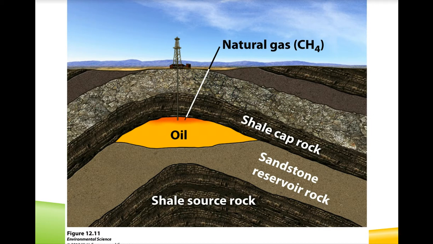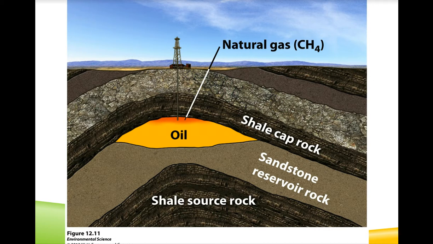Now, the lighter components of oil naturally rise to the surface, and that would be the natural gas that's right off the top. And then you can see here we have a shale source rock and a shale cap rock. Basically, the shale is impermeable to the oil, so the oil deposits would tend to get trapped between two layers of shale. So what geologists have to do is look for areas where we have the right kind of rock to act as a cap rock. Then they can drill down through the cap rock and into the oil reservoir, because the oil is trying to rise to the surface, but it's prevented by that shale cap rock.